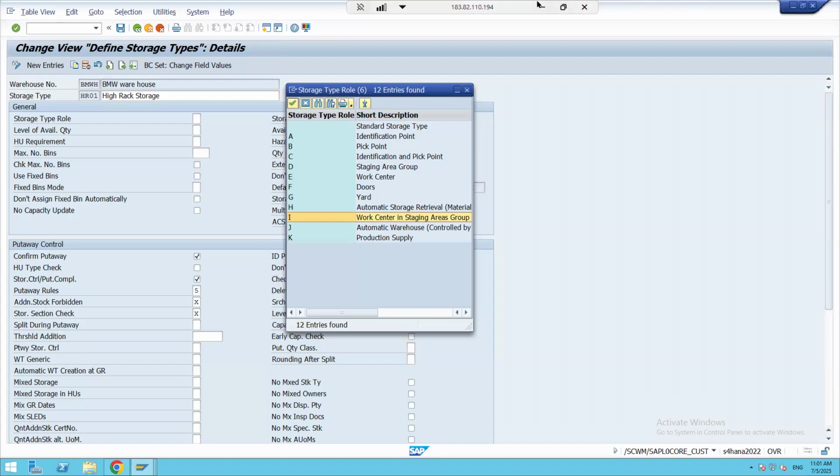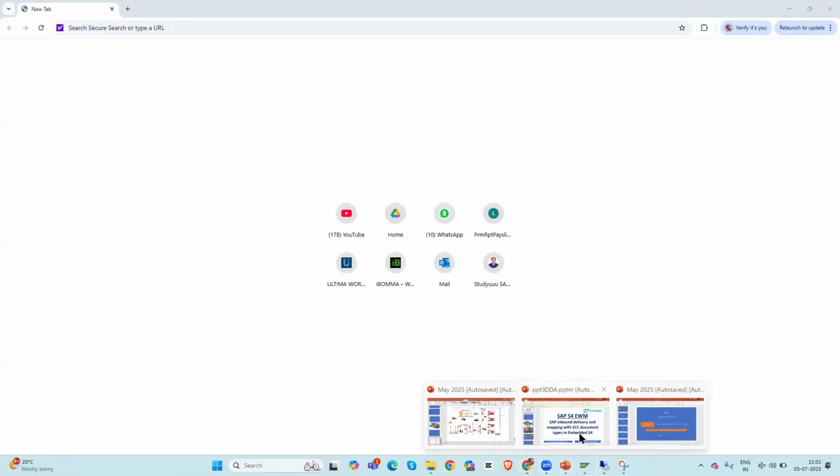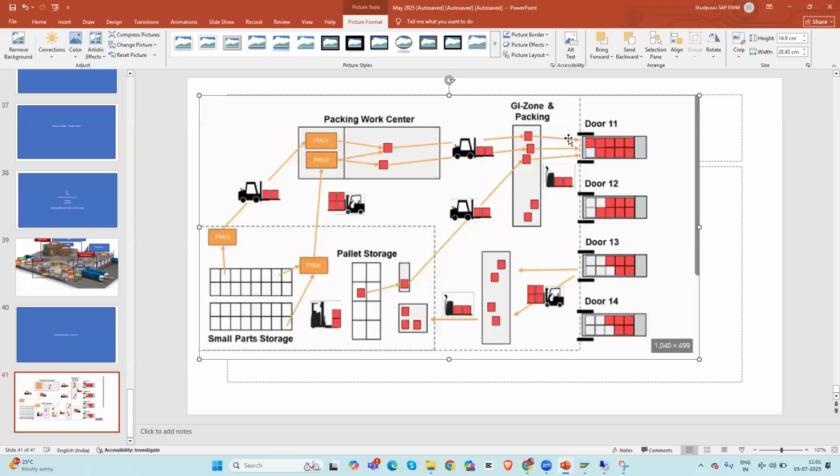Now, what you can do here in the warehouse is staging. In this case, in the GI staging area and GR staging area, we can only stage the goods. We can stage the goods for loading or unloading. Here, especially, we can only do deconsolidation.